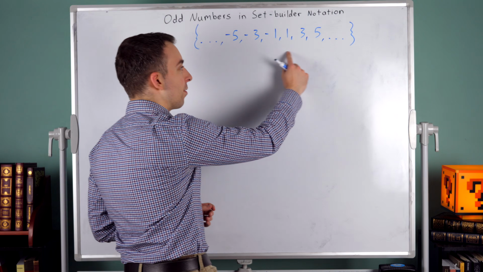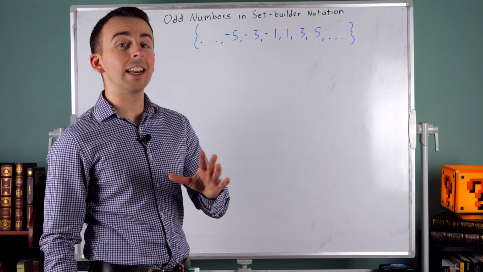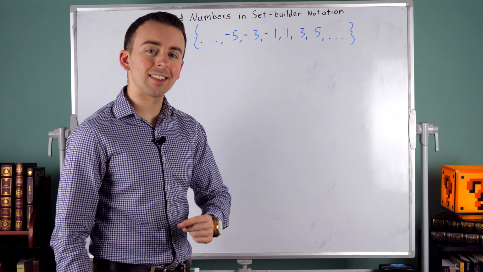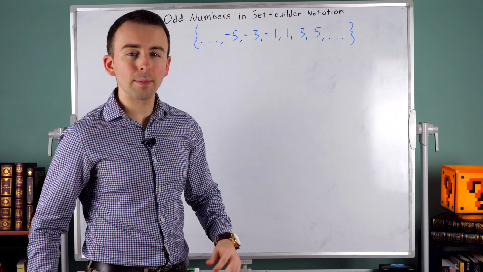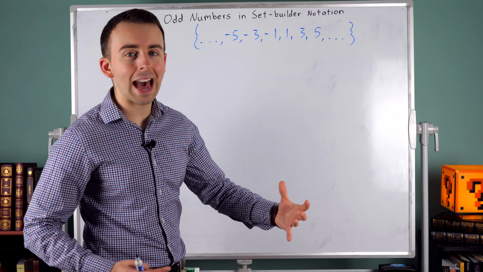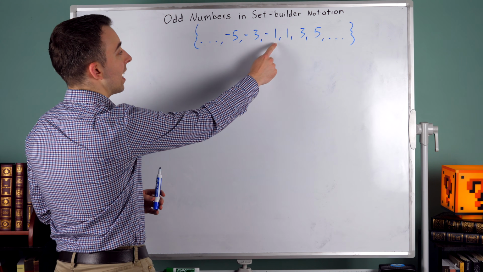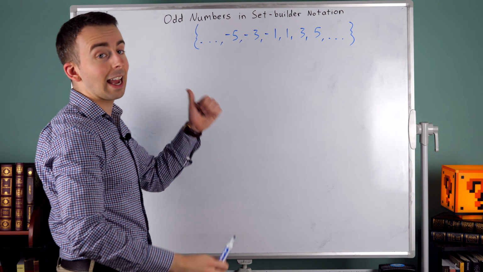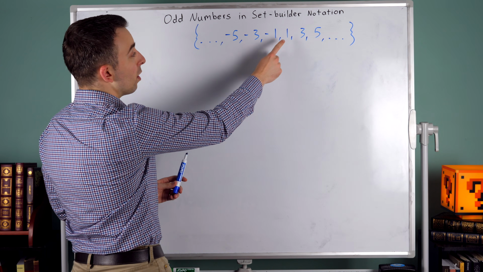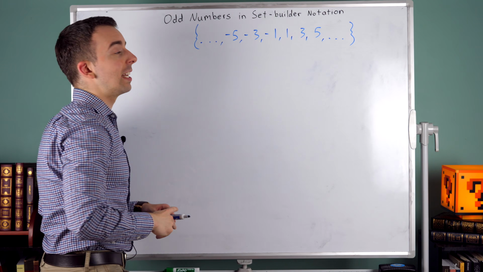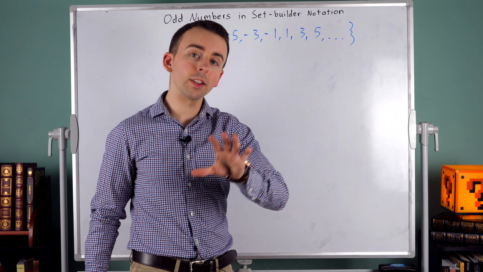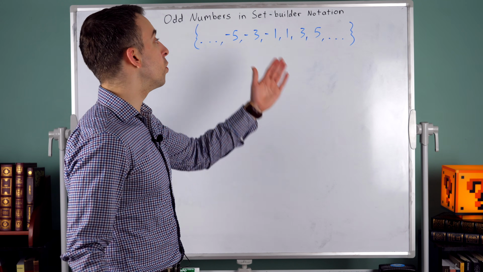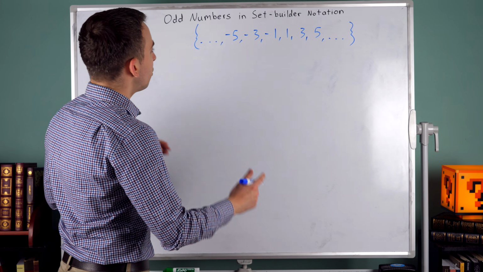You may notice that what I have here is the set of odd numbers in roster notation. Roster notation is just listing off the elements that are in the set, and for an infinite set, we've got to list enough numbers so that the pattern is clear. You can see we've got -1, -3, -5, and so on, indicated by the ellipses, in the negative direction, as well as 1, 3, and 5, and so on in the positive direction. So this has all the odd numbers. But it's often more precise and more convenient to use set builder notation. So how would we do that?